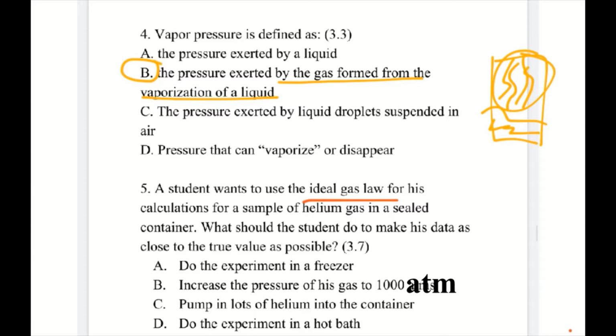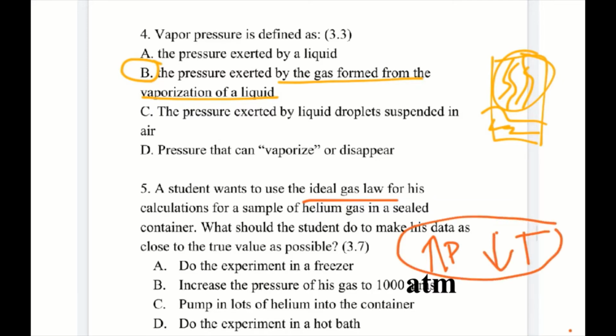So he has to make it so that his experiment is not at a high pressure and not at a low temperature. Remember, these are the conditions that make the gas deviate from the ideal gas. So we have to make sure that these two don't happen. A, do the experiment in the freezer. Oh, that decreases his temperature, makes the gas less ideal, and that will ruin his data. So A is out of the picture.